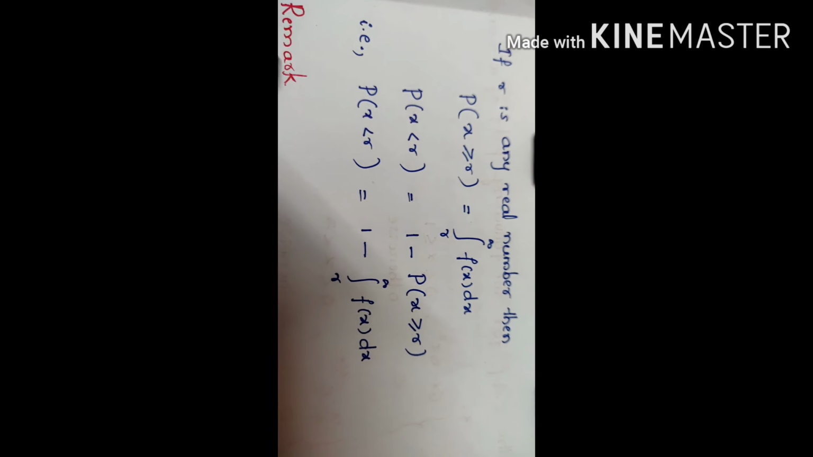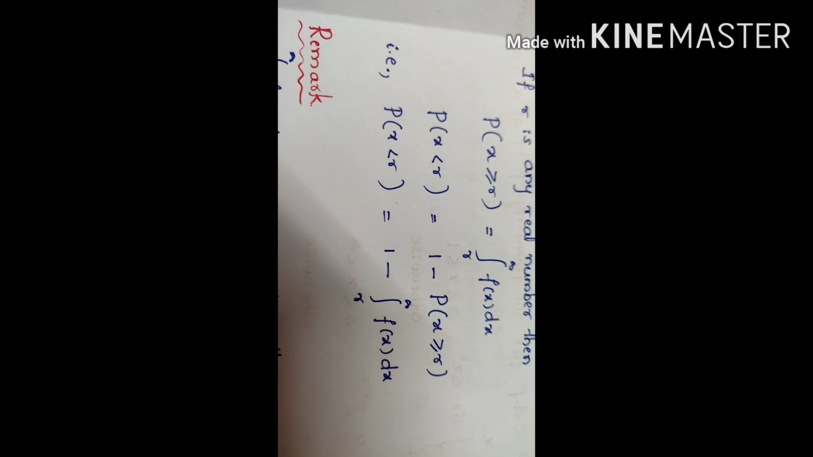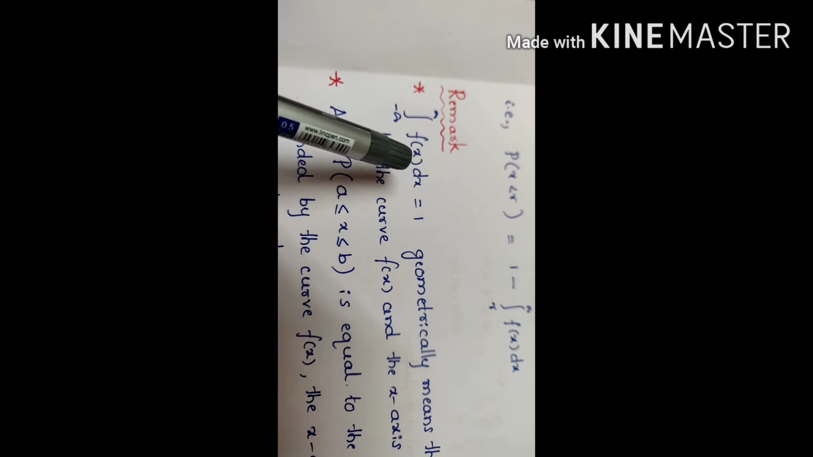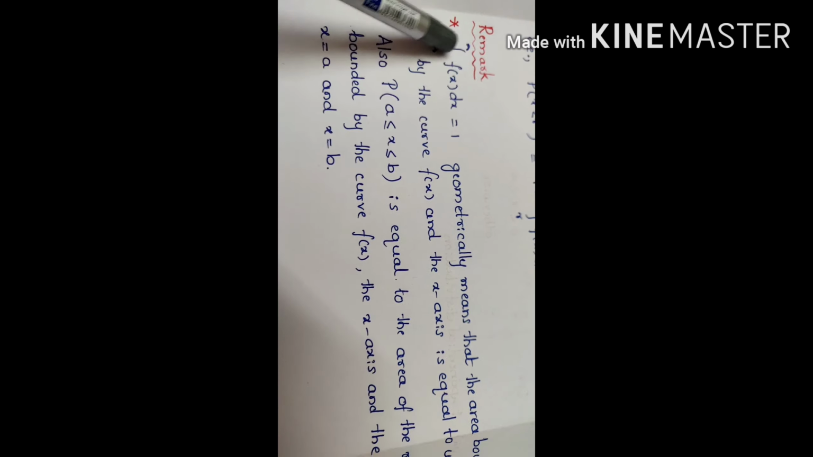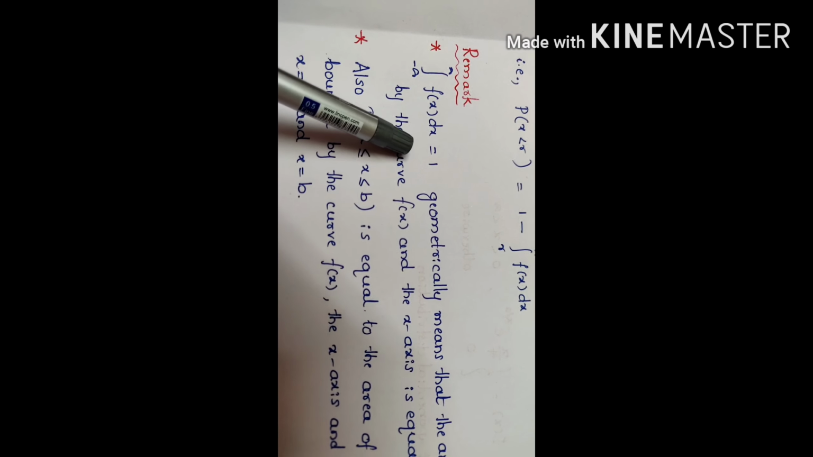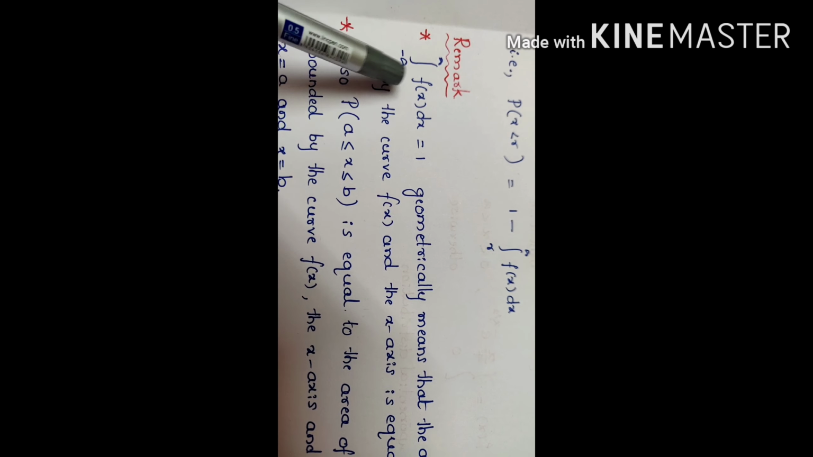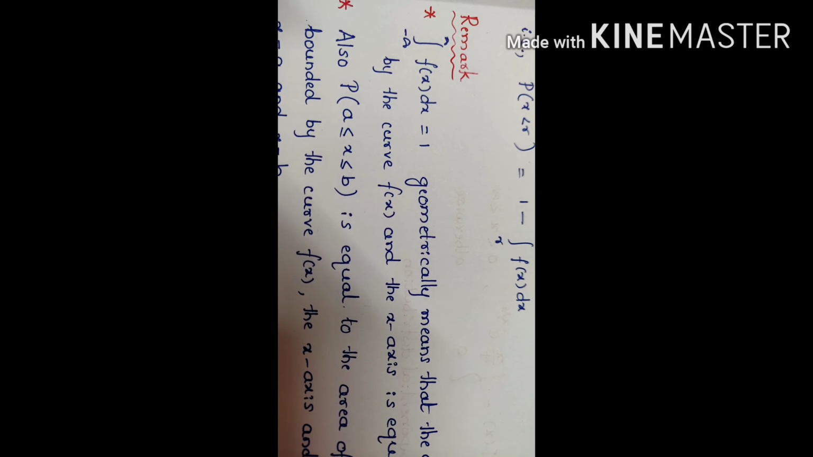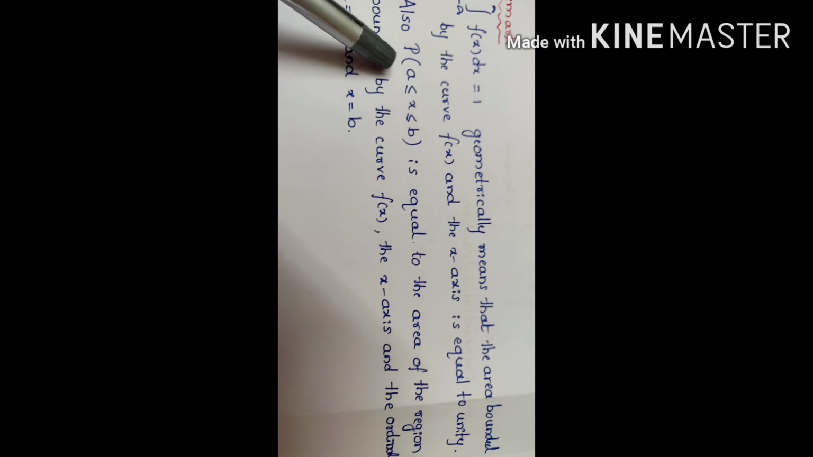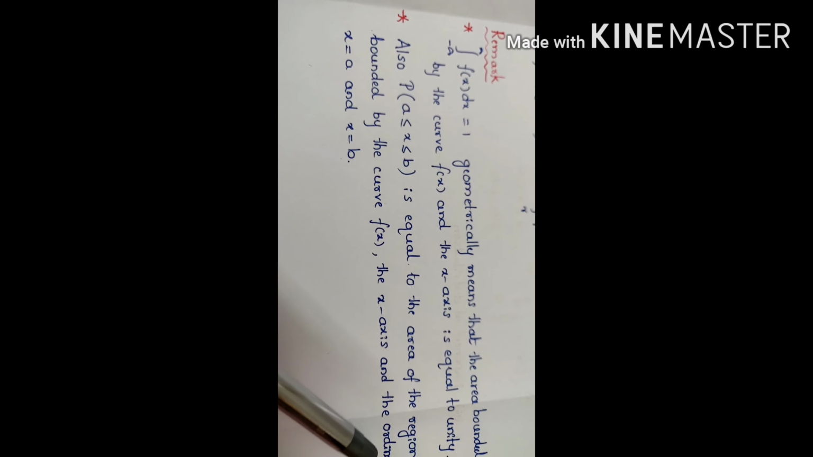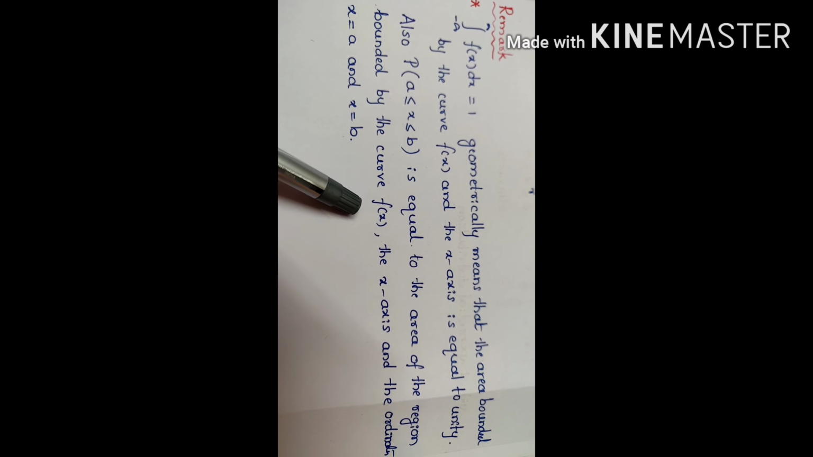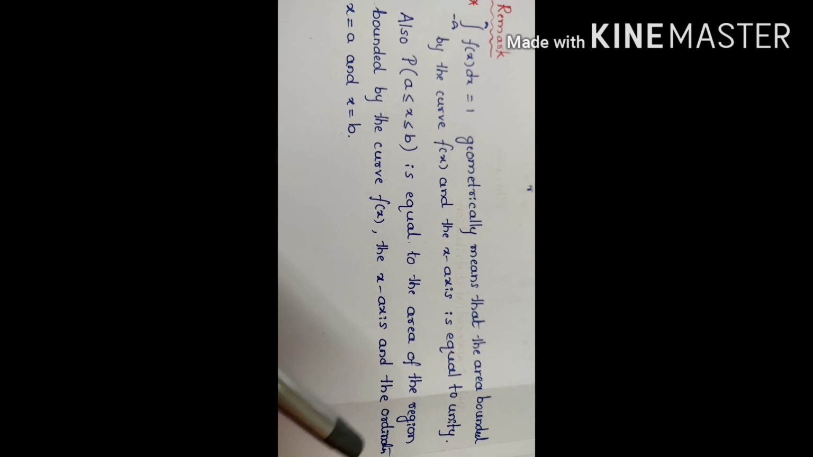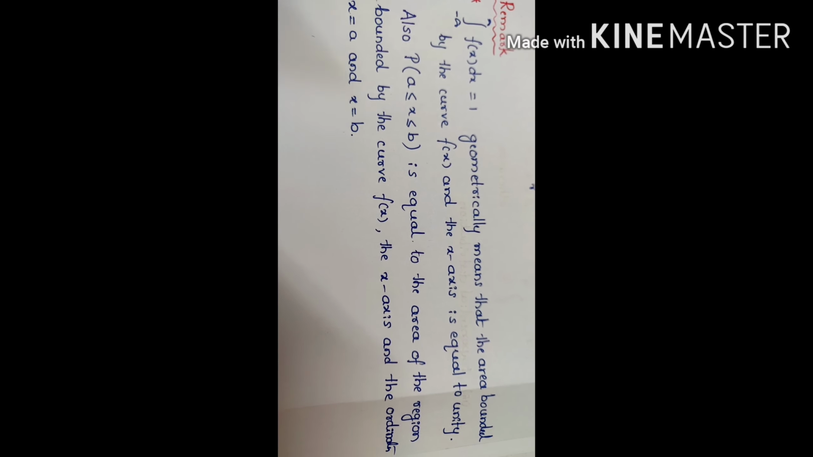After studying all these definitions, we can conclude that the integration from minus infinity to infinity of f of x dx is 1. Geometrically, it means that the area bounded by the curve f of x and the x-axis is equal to unity. Also, the probability of X which lies between a and b is equal to the area of the region bounded by the curve f of x, the x-axis and the ordinates x equal to a and x equal to b. So this is the small elaboration about PDF and CDF.